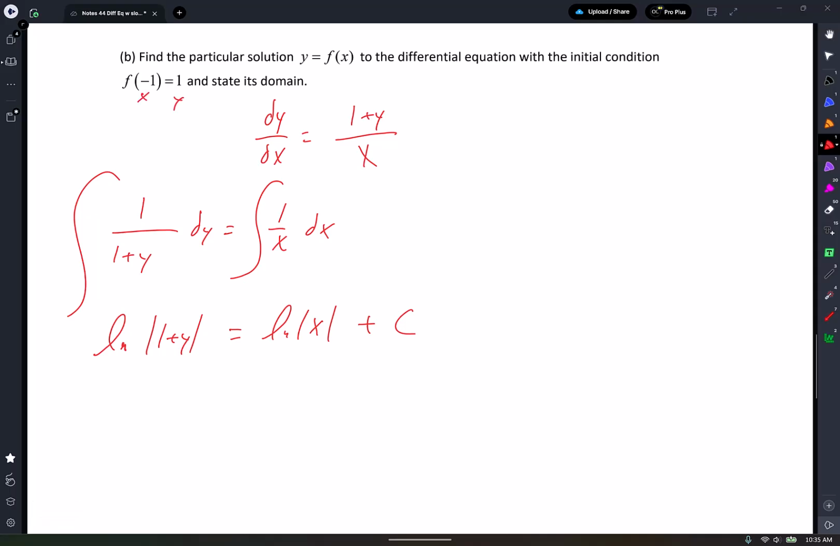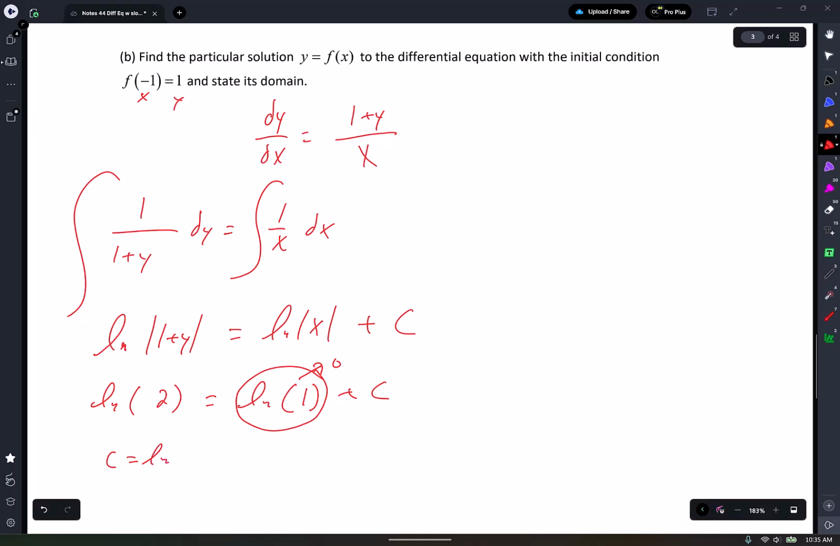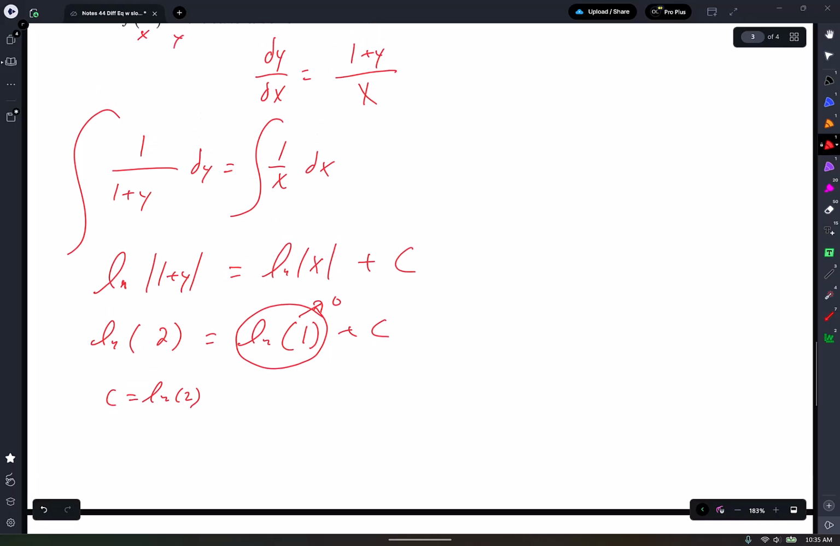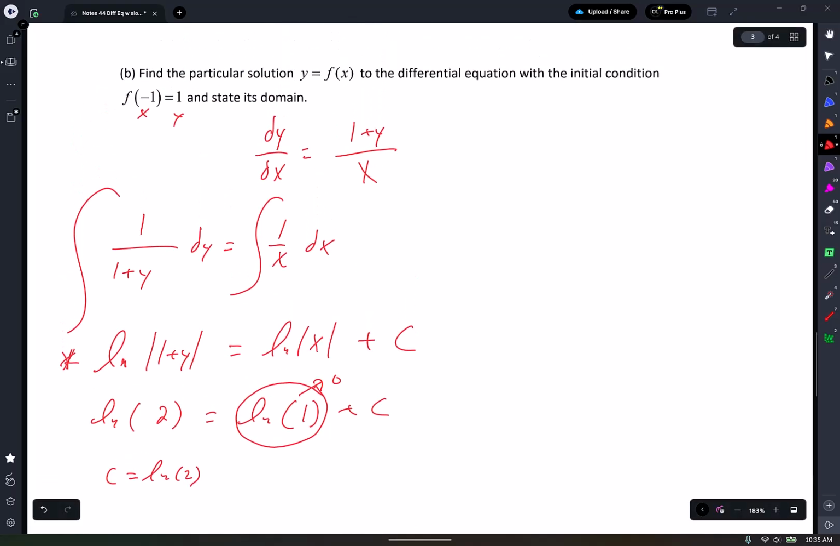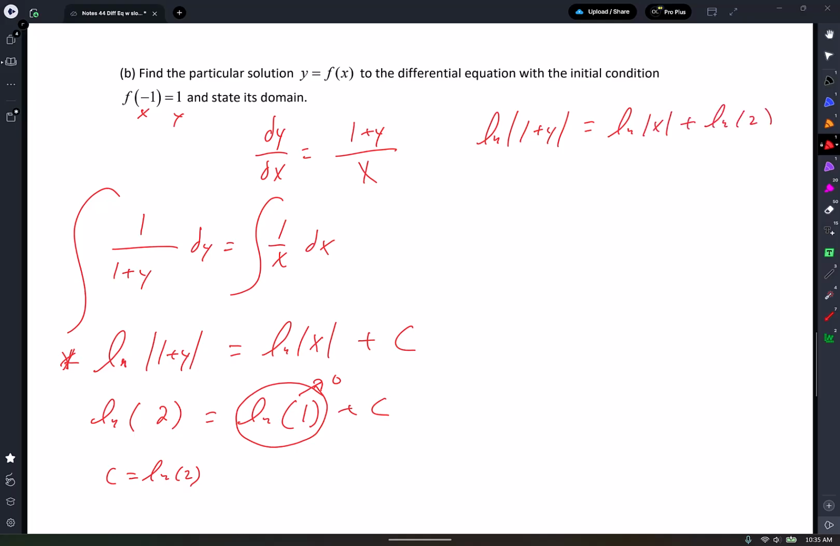This is a y. So ln of 1 plus 1, which is ln of 2, equals ln of negative 1, which is ln of 1 when I take the absolute value. Are we still okay? Let me know, because I make mistakes all the time. ln of 1 is 0, so my c is ln of 2. Are we still okay? Okay. So here's what I have. I'm going to come back to this one. So I'm going to have ln, man, they're checking to see if you know all your rules. ln of absolute value of 1 plus y equals ln of x plus ln of 2.